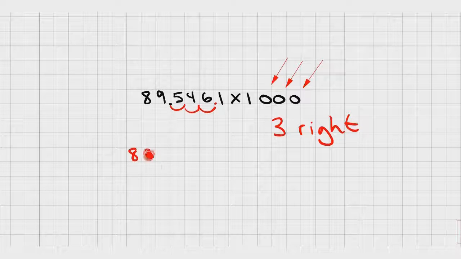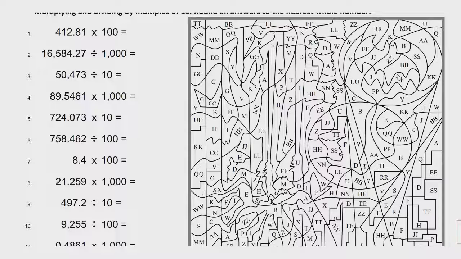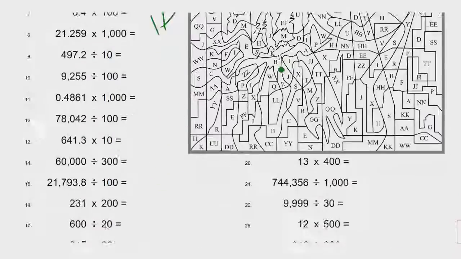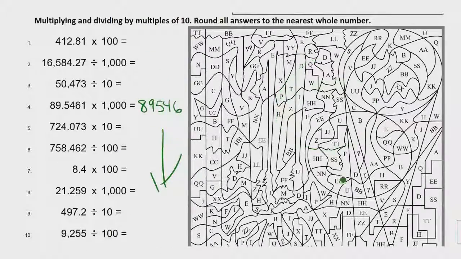So we get 89546.1. And then we use our fantastic estimating or rounding skills, and we know this is approximately 89546, or 89,546. And we'd write our answer over here, and we just said we have 89,546. We'd find the answer down here in our little box, and we'd shade all the letters up here that relate to that answer.